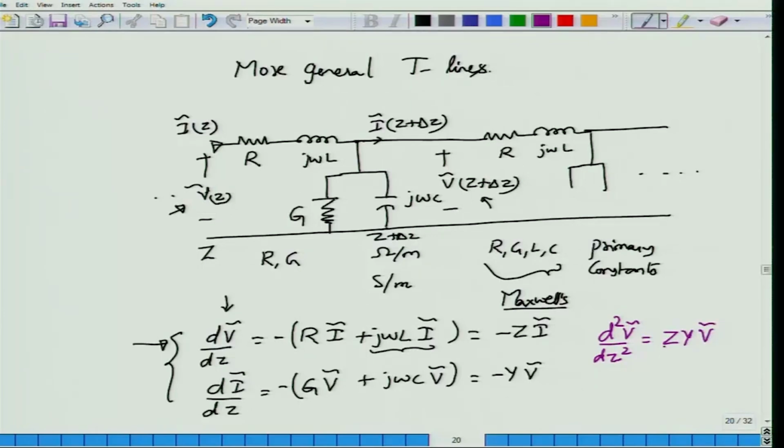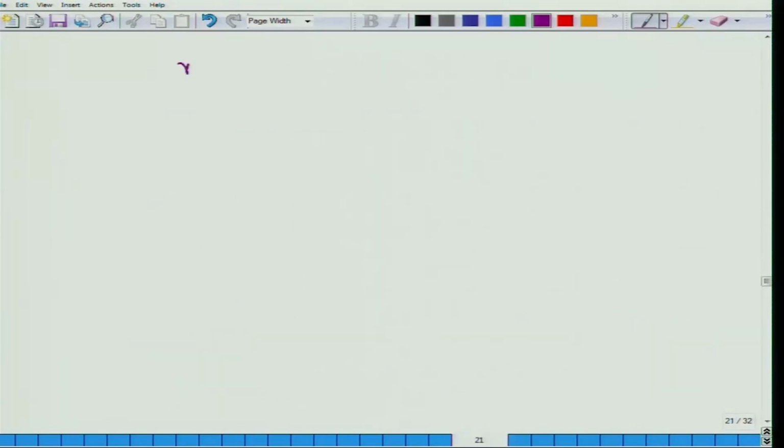You can substitute for Z into Y, and it turns out that this would be one complex number multiplied by another complex number. Therefore, I can write this as some gamma square into V, where gamma is a complex number called the complex propagation constant.